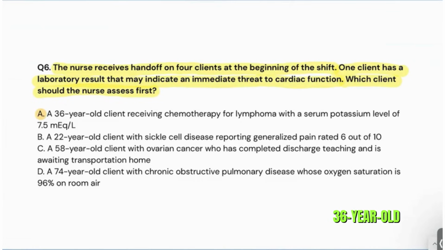Is it letter A, a 36-year-old client receiving chemotherapy for lymphoma with a serum potassium level of 7.5? Is it letter B, a 22-year-old with sickle cell disease reporting generalized pain, rated 6 out of 10? Is it letter C, a 58-year-old client with ovarian cancer who has completed discharge teaching and is awaiting transportation home? Or letter D, a 74-year-old client with chronic obstructive pulmonary disease whose oxygen saturation is 96 on room air? Pause the video again.